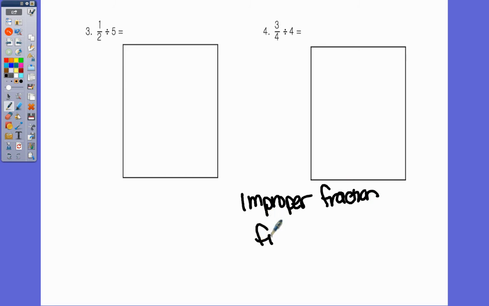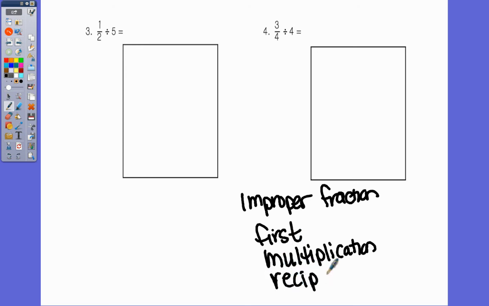Rewrite the first fraction. Change division to multiplication. Find the reciprocal of the second fraction, multiply and simplify. And I'm going to show you how to do this without using a model. Yay! Because you're going to be like, why did you make us use models? I don't know. So I have 1/2 divided by 5.